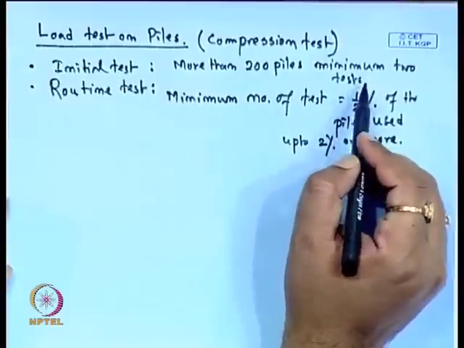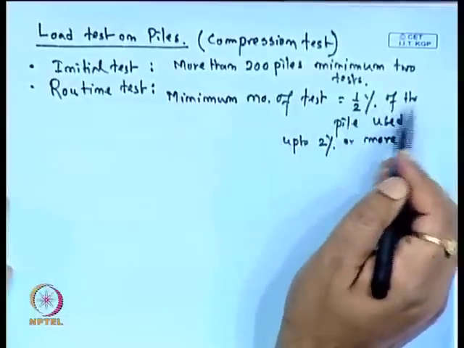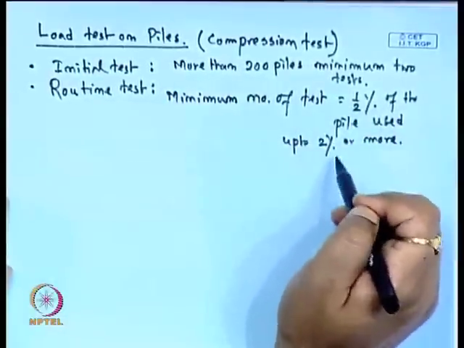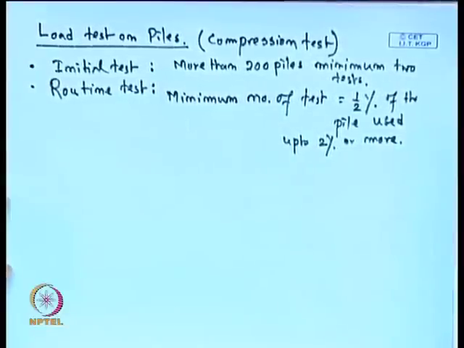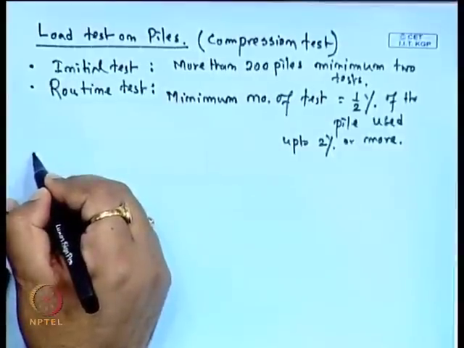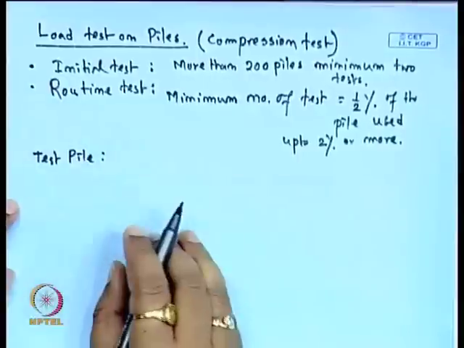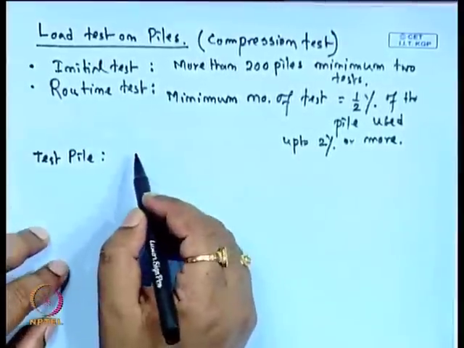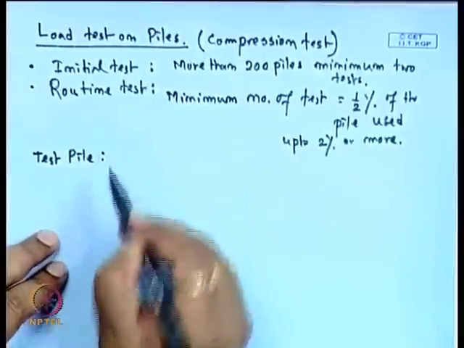Now, for more than 200 piles, a minimum of 2 test piles for the initial test are required. And the minimum number of routine tests is generally 0.5% of the piles used, or up to 2% or generally more. Now, the test pile and working piles are used only for load testing, and the test pile does not carry the load of the superstructure, as I have already mentioned.